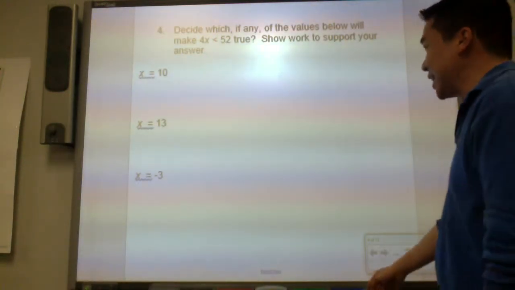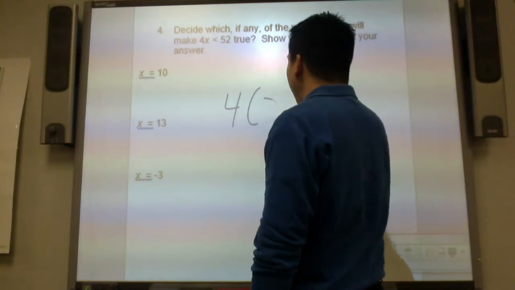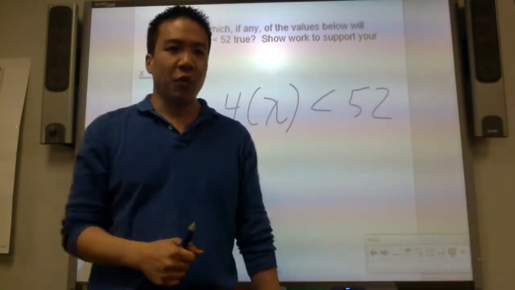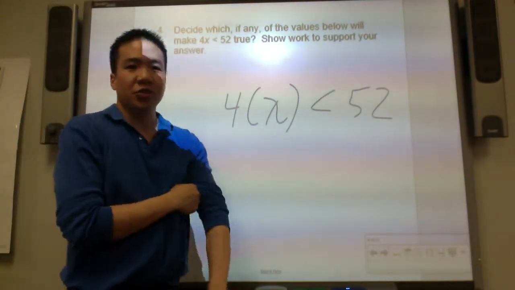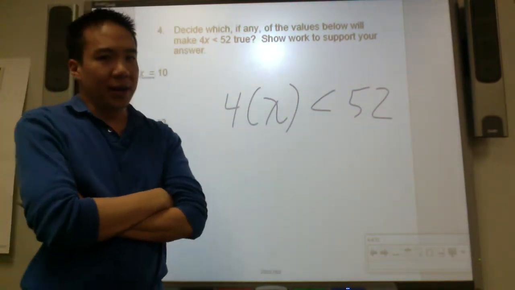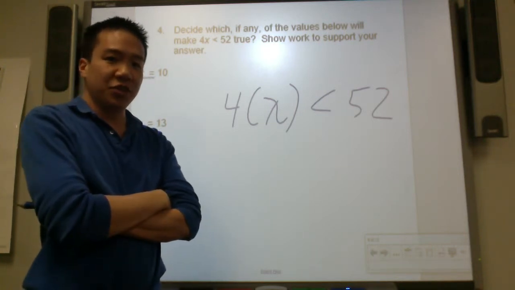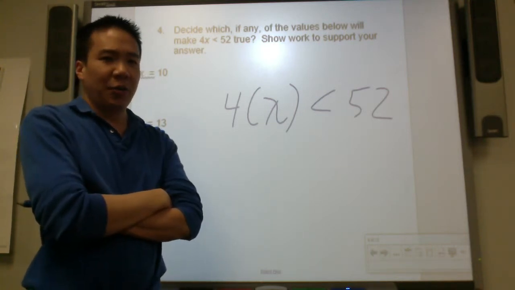So here's our last example. 4 groups of x is less than 52. Before I do this, do you have any guesses? When will this be true? Up to what number? What about 10? Will 4 groups of 10 be less than 52? If that's 40, yes. Can we go up to 12?